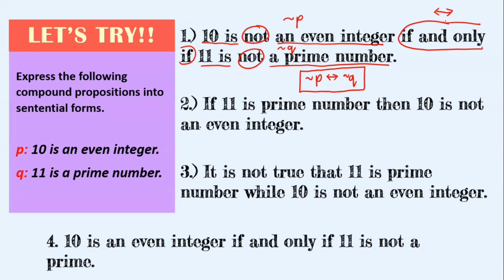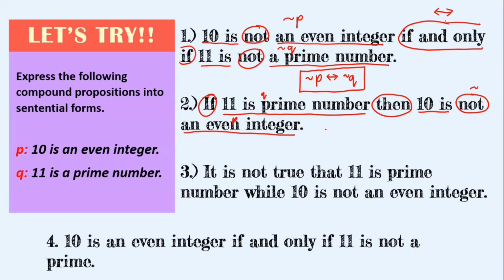Next, number 2, if 11 is prime, so nag-start tayo sa word na if, hinanapin mo kung may then. So meron namang then. So if then statement to or conditional statement. Yung number 1 is biconditional. Itong number 2 is conditional. 11 is prime, yan yung ating Q. And then 10 is an even integer, ito yung ating P. Since may not ka na naman, so naka-negate yung P natin.